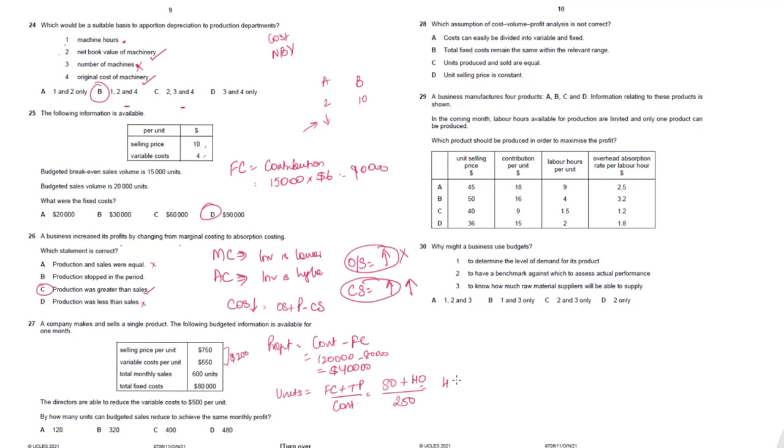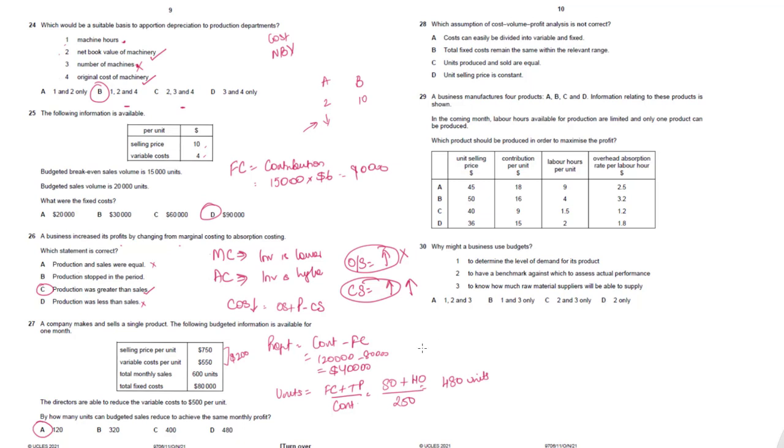So 480 units should be sold to make the same profit, which means by how many units can the budgeted sales be reduced? It can be reduced by 120 units, option A. There is an alternate way also of doing it.